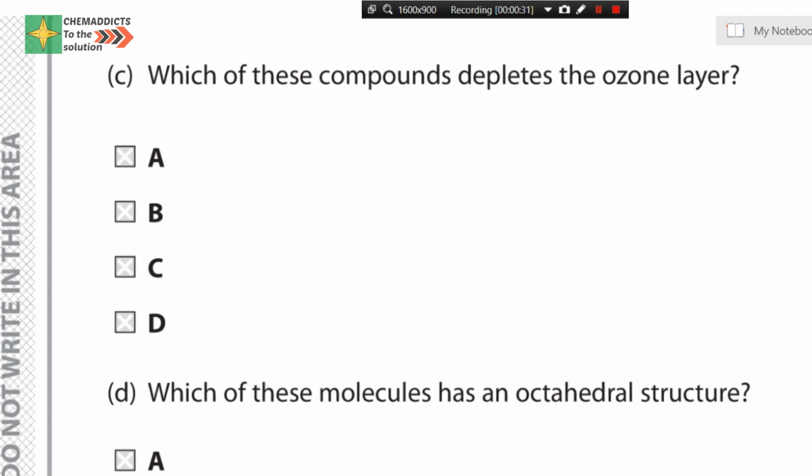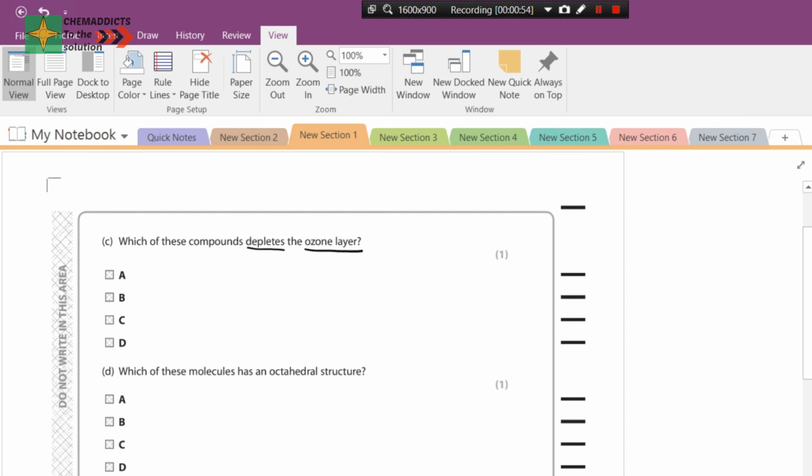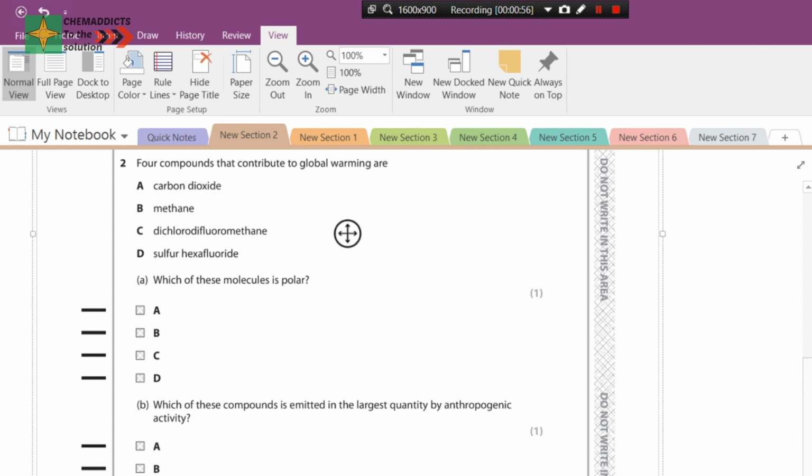So fellas, now let's solve this question. The question says which of these compounds depletes the ozone layer. So depletion is one word and another word is ozone layer. Now let's have a look at the previous question. Let's review the previous question. The previous question was this.